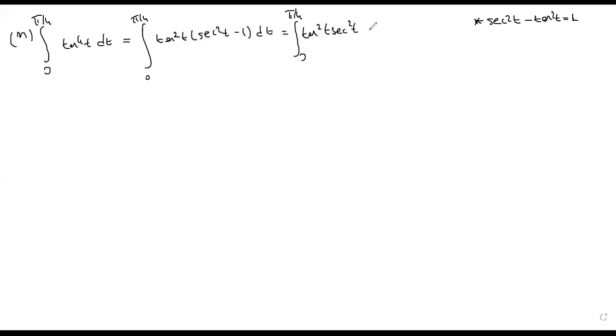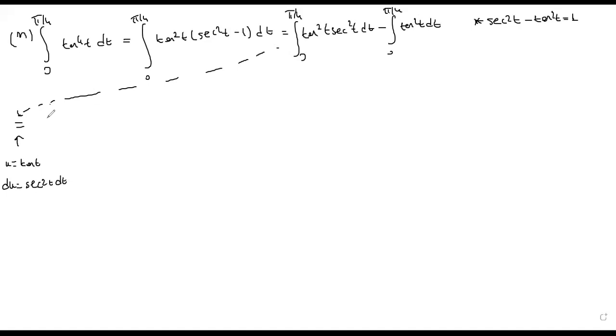So we have minus the integral from 0 to pi over 4 of tangent squared t dt. Now, continuing from here, if we substitute u equal to tangent t, then du is equal to secant squared t dt, right? Then what do we get? Tangent squared is equal to u squared, and secant squared t dt is equal to du.